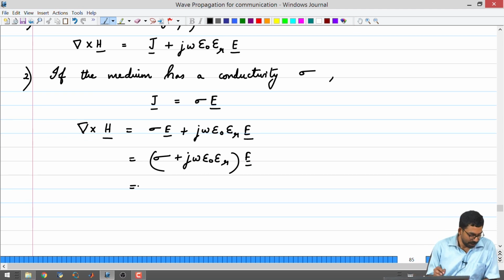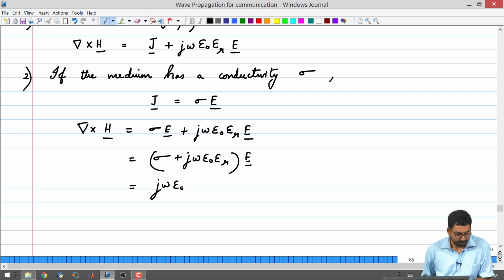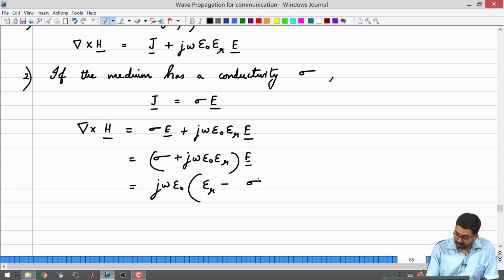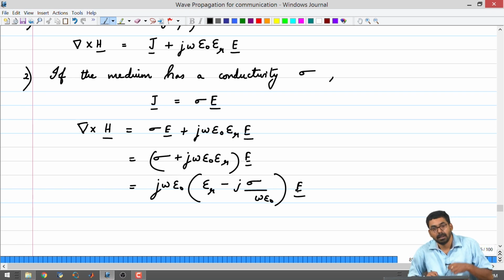So, what we can do is rewrite this as j omega epsilon naught, and then you can rewrite this as epsilon r minus j sigma by omega epsilon naught. It is the same thing, where we have taken some common terms out and rewritten the same expression. The idea is very simple.